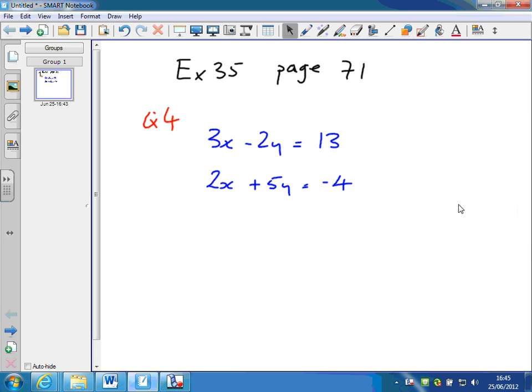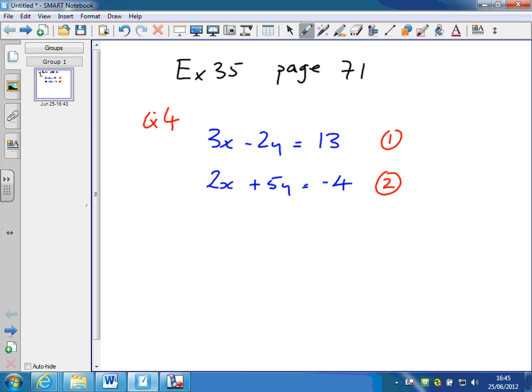Okay, exercise 35, page 71. Let's have a look at question number 4 in this exercise. Probably the easiest way to solve these two simultaneous equations is by elimination, and that means we've got to get all x's and all y's the same.